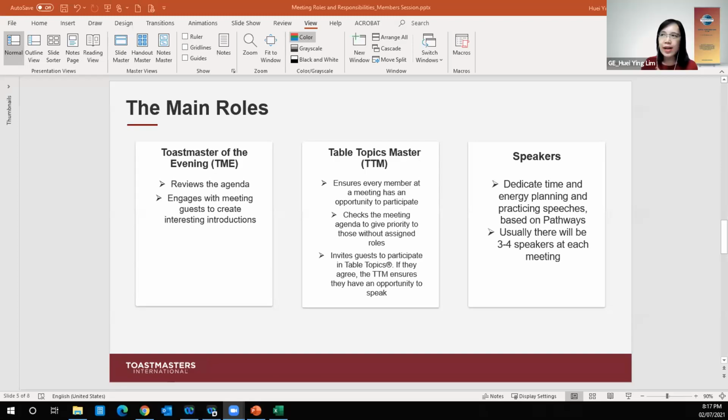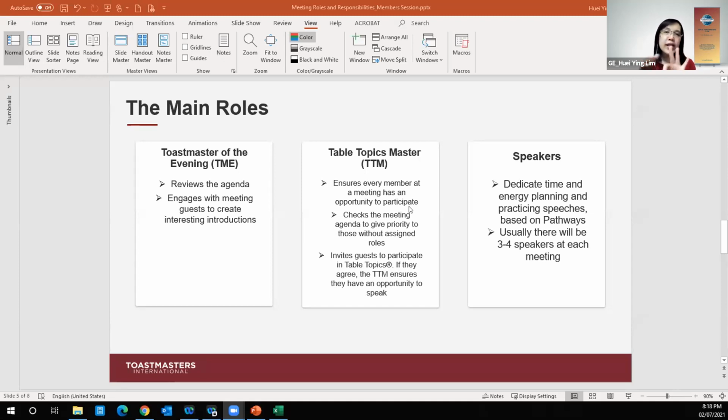If the meeting is not in the evening, we will call it TOD, Toastmaster of the Day. So this represents the same thing, meaning it's someone who is the MC of the meeting. The TME helps to review the agenda and engage with the meeting guests to create an interesting introduction. During the TME session, you will see later how it's done.